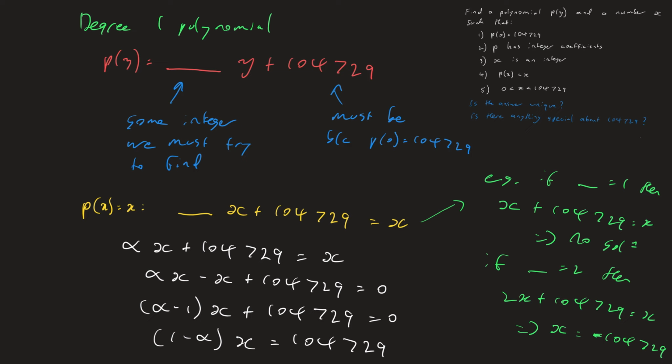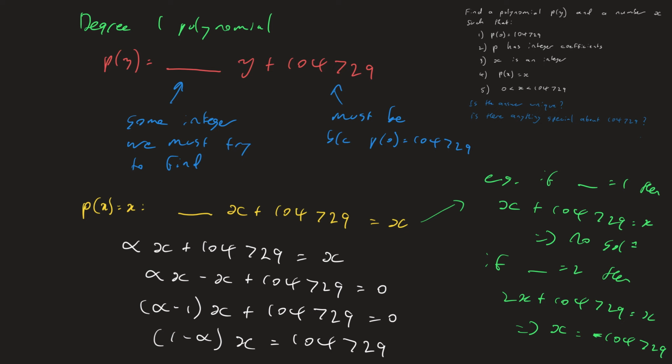Okay, so by the simplifying assumption that p of y is a degree 1 polynomial, we're trying to solve this with p of y equals some integer times y plus 104,729. We now have to see if we can find a solution in x that satisfies these requirements here. So p of x equals x. That simply means I take this and replace y with x. So my integer times x plus 104,729, that's the left-hand side p of x, is equal to x. I'm trying to solve this.